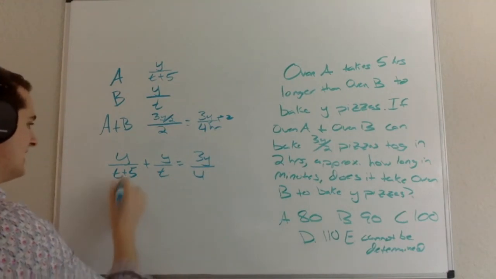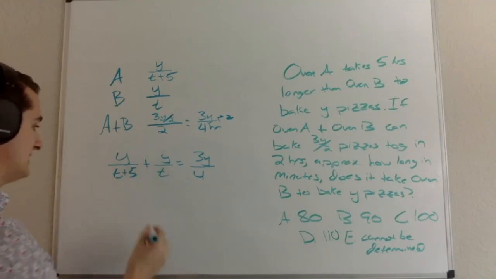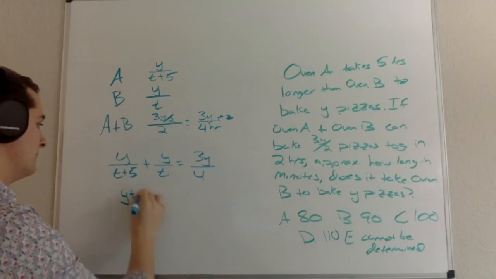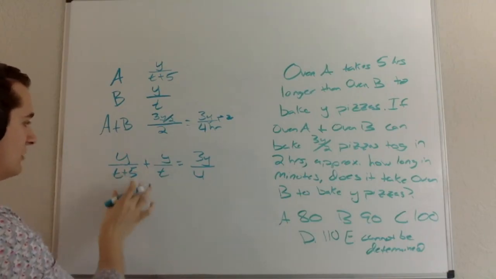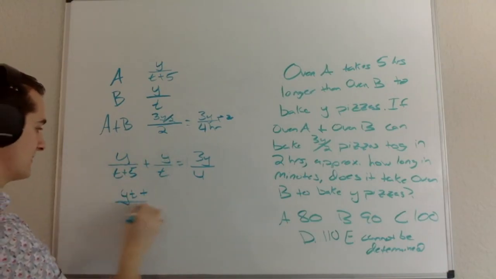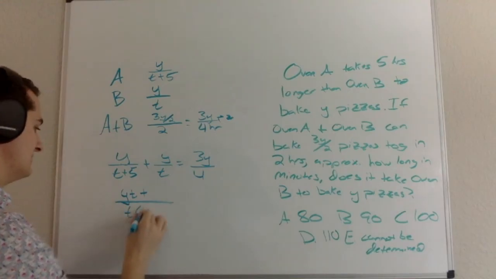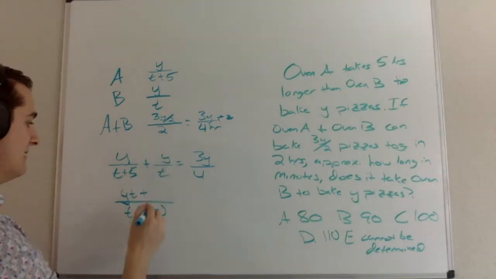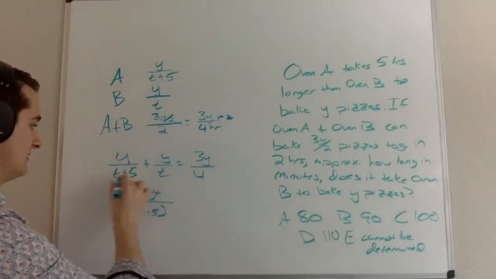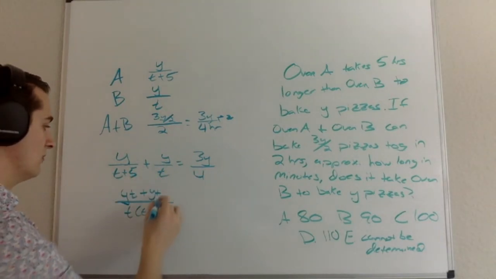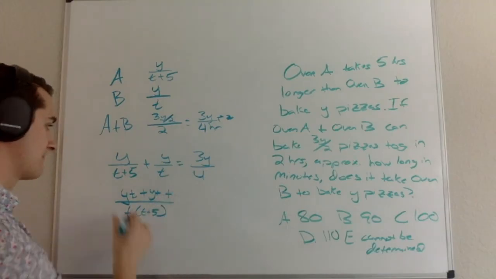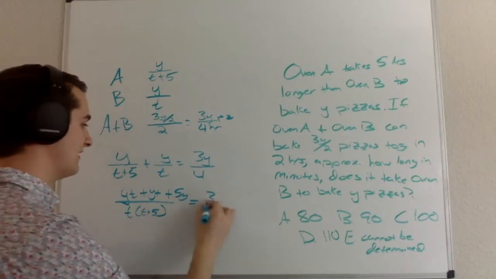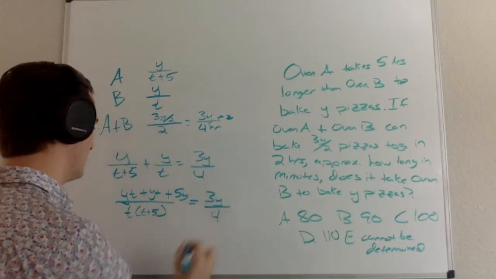So I'm going to get myself a common denominator. I'm going to have Yt plus, and then I'm going to multiply this fraction. The whole thing is going to be over t times t plus 5. But I'm going to multiply this side by Yt, t plus 5, so Yt plus 5Y, and that's equal to, again, 3Y over 4.